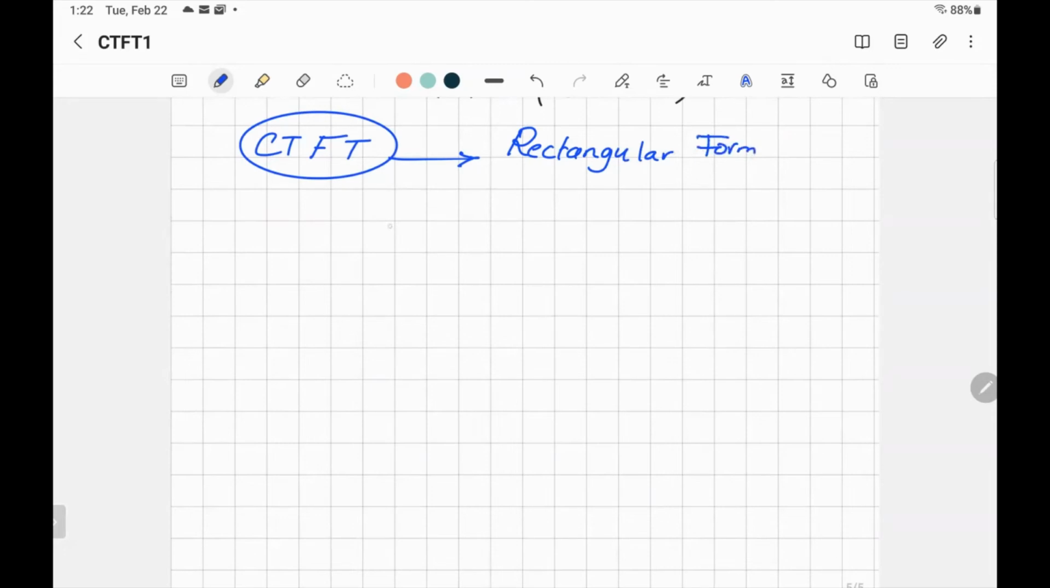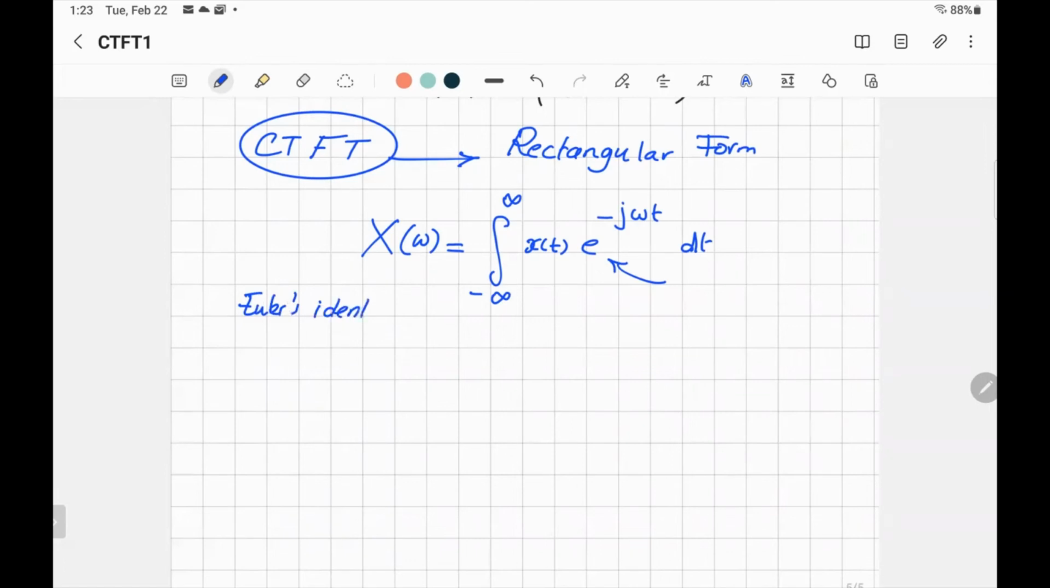Well, let's see. I will start from the basic. That's X of omega is equal to the integration from negative infinity to infinity of x of t e to the minus j omega t dt. Great. We know the Euler identity said that e to the power of minus j theta equals what? Cosine theta minus j sine theta. Of course, if it's positive, it will be positive. That's Euler form, to express the exponential that has j: cosine plus j sine or minus j sine.